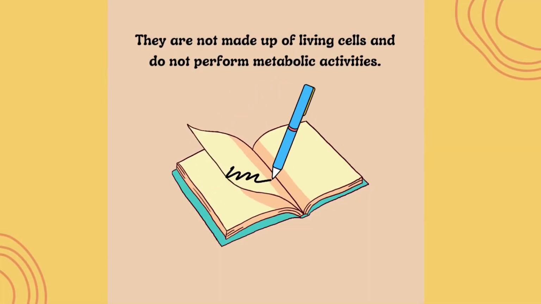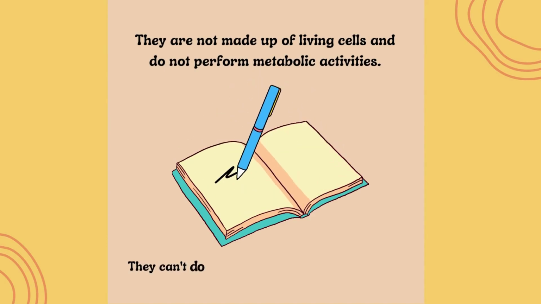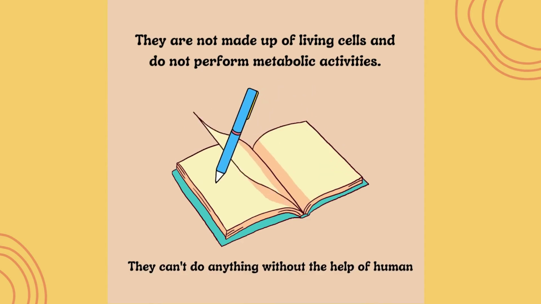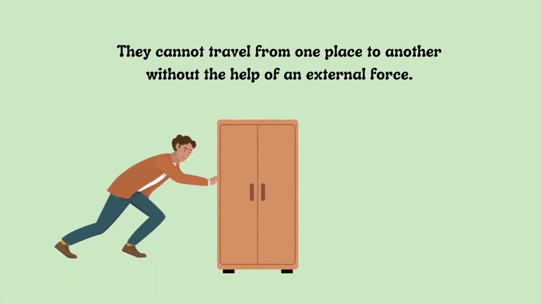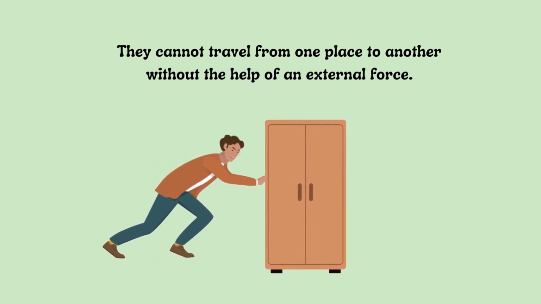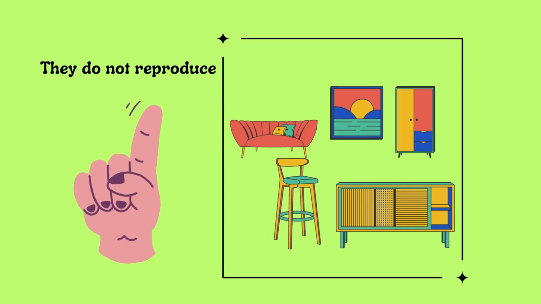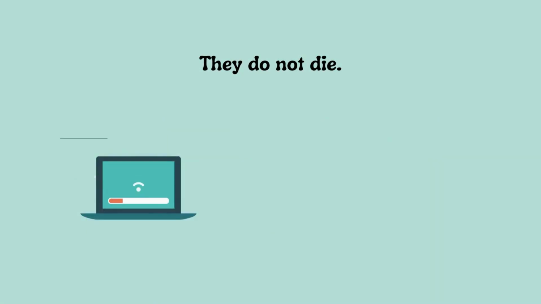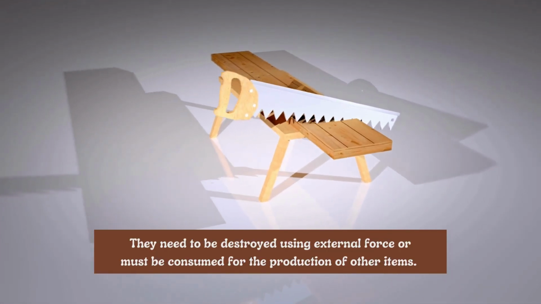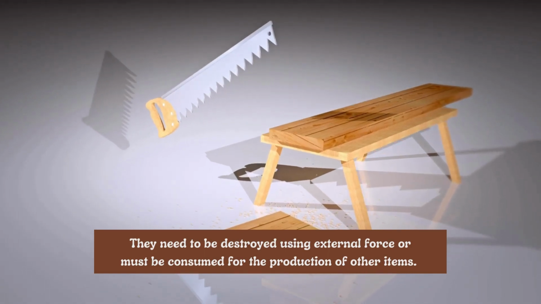They are not made up of living cells and do not perform metabolic activities. They can't do anything without the help of humans. They cannot travel from one place to another without the help of an external force. They don't require nutrition. They do not reproduce. They do not die. They need to be destroyed using external force or must be consumed for the production of other items.